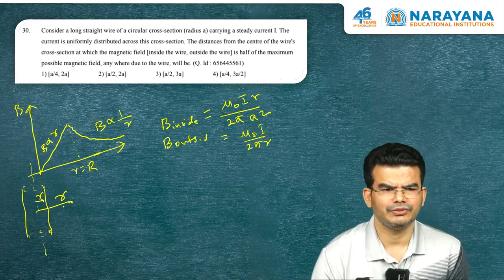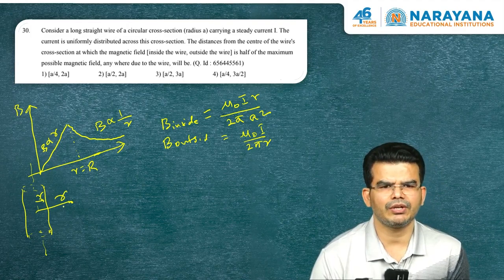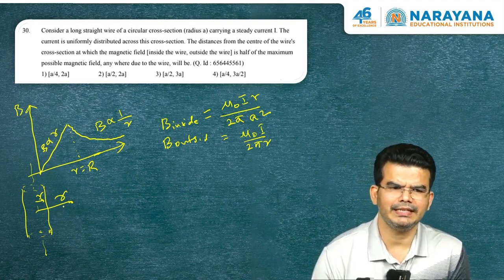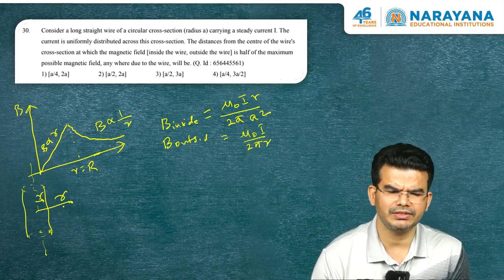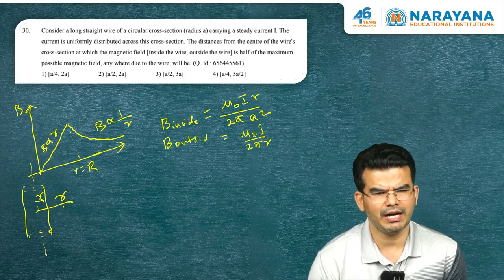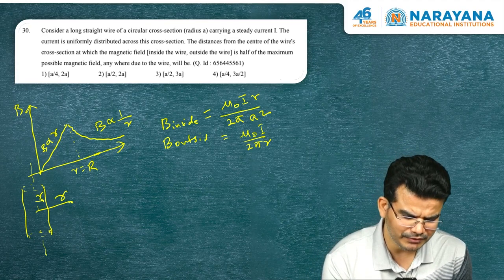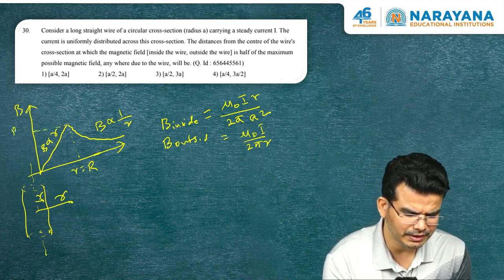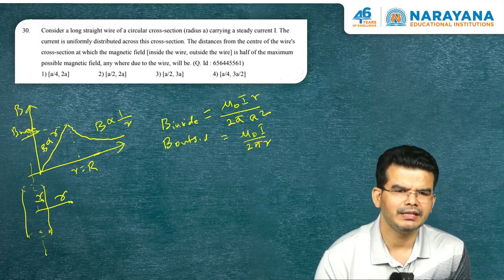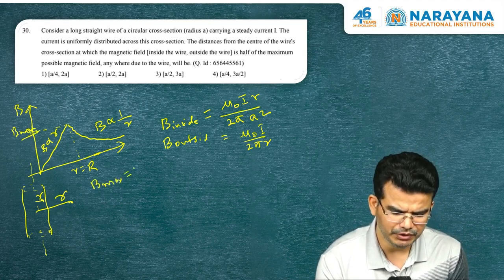Now, what are they saying? Let us come to the question. Consider a long straight wire of circular cross section carrying a steady current I. The current is uniformly distributed across the cross section. Find the distances from the center of the wire cross section at which the magnetic field, inside the wire and outside the wire, both cases, is half of the maximum. Maximum field is exactly at the surface. What is B maximum? B maximum is mu naught I upon 2 pi a. This is the basic idea.